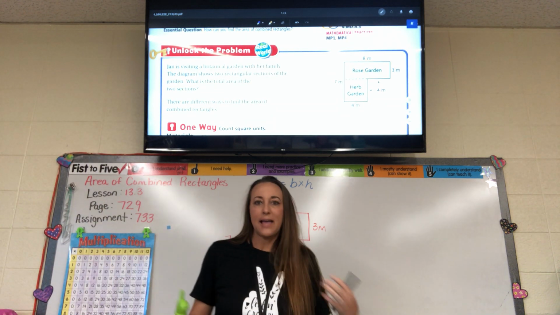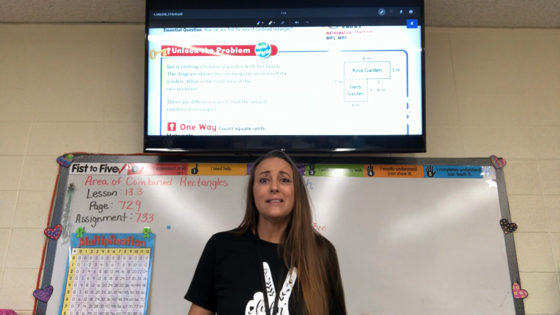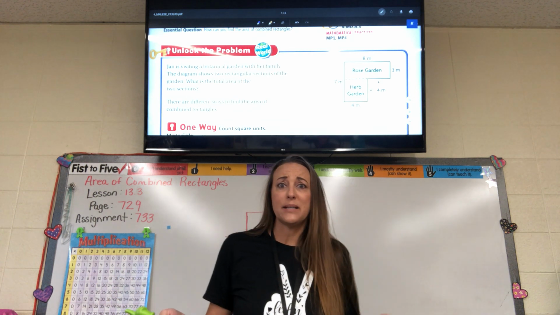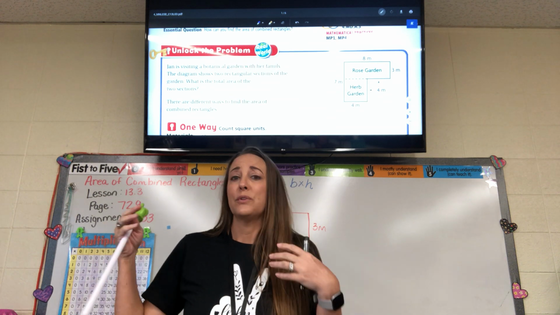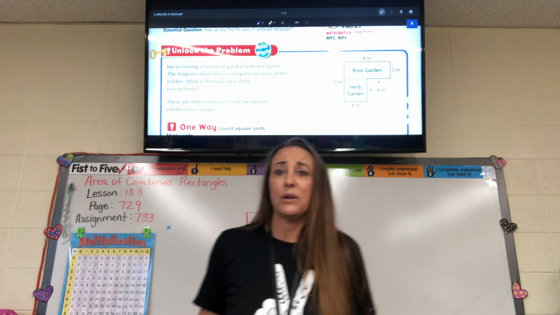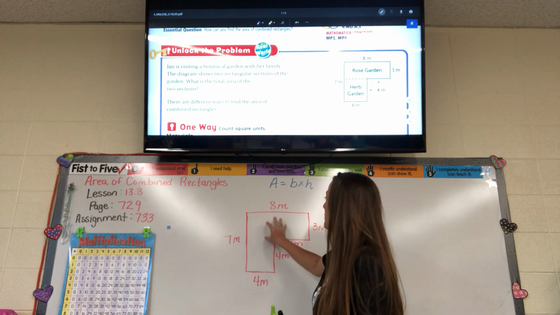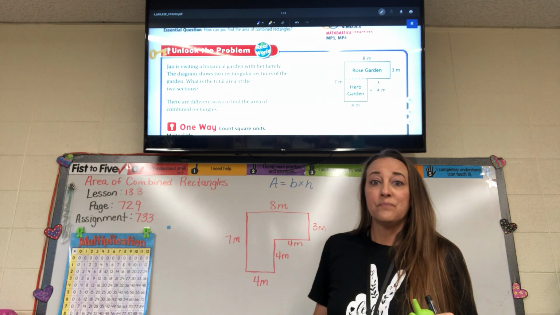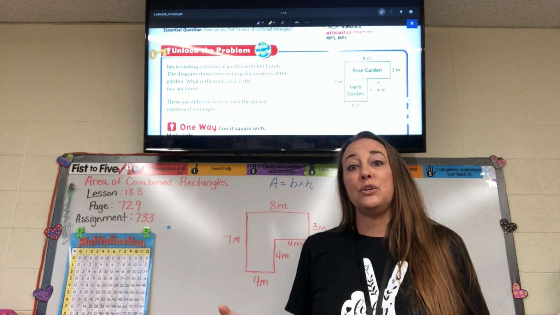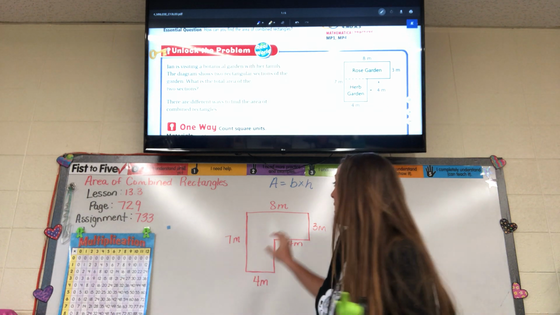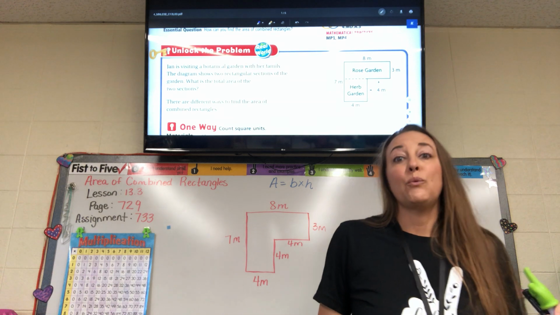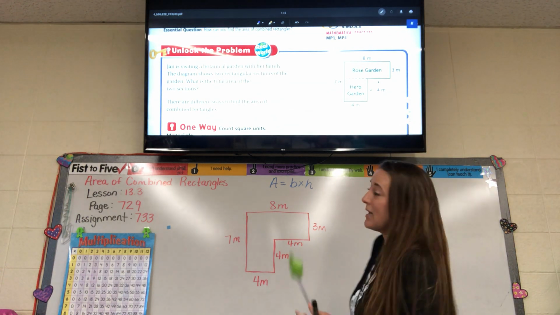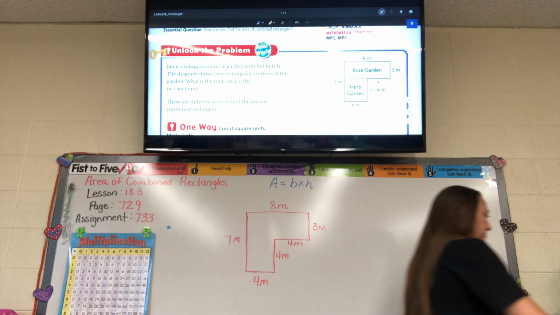Now, we learned in the last lesson, finding the area of a rectangle is pretty simple. We just multiply the base times the height, or the length times the width, whatever way you want to look at it. Sometimes though, they put rectangles together and we have to find the area of this whole entire thing. So there's a couple of different ways you can do that. So let's get started.